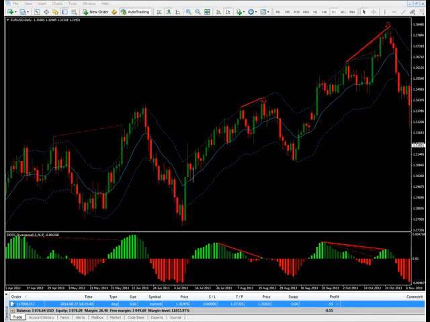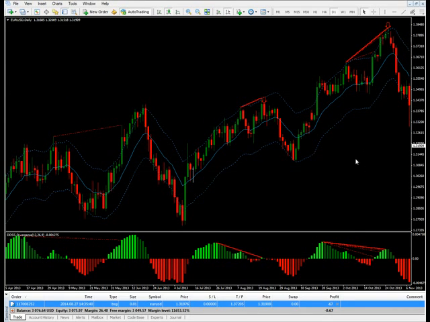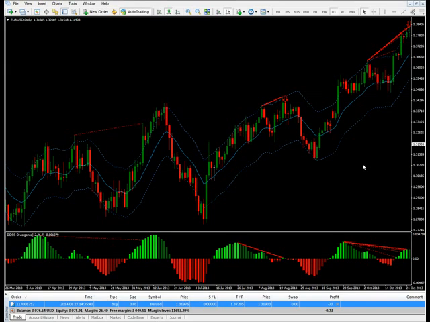So let's pull up our rules once again. So again, the indicator takes care of the first 2 for you. We've identified a divergence. The MACD histogram has started moving in the opposite direction. Now we need to adjust our envelopes and calculate the reward to risk. So at the time of the signal, the chart looked like this. And you can see the envelopes are too tight. There's too many bars going beyond the envelopes, and they're going too far beyond it. So we're going to make the adjustment.